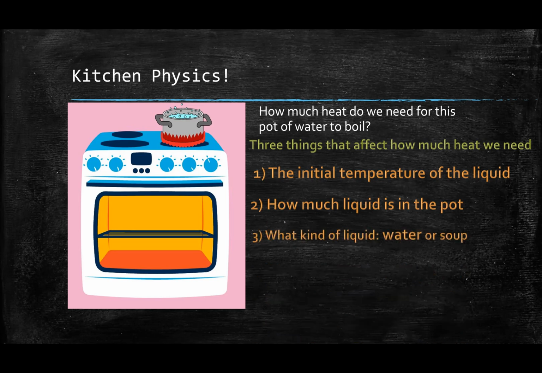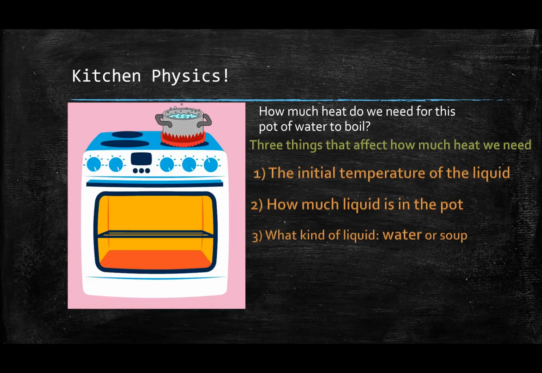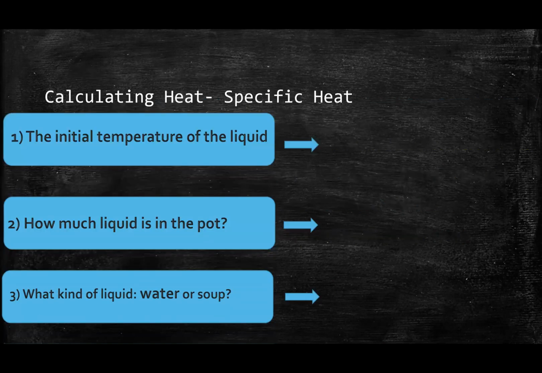And the third thing is, if it's water or if it's soup, how can we compare them? The kind of liquid will determine how much heat energy we need to add to raise that temperature or for it to boil. So just remember those 3 things: initial temperature, how much liquid is in the pot, and what kind of liquid we are boiling. Based on these 3 questions, we can calculate what's called the specific heat, or the heat that's required to change the temperature of the liquid.